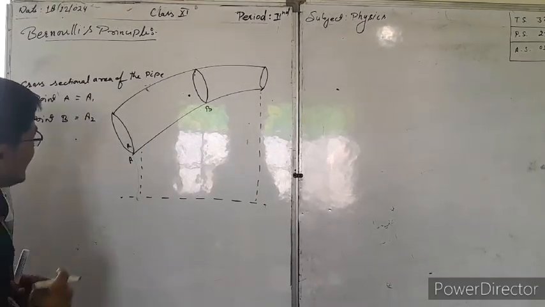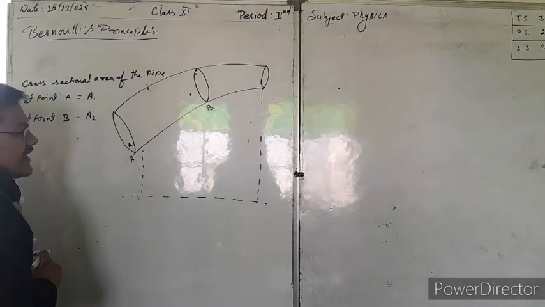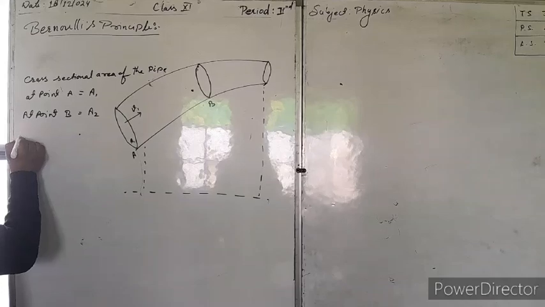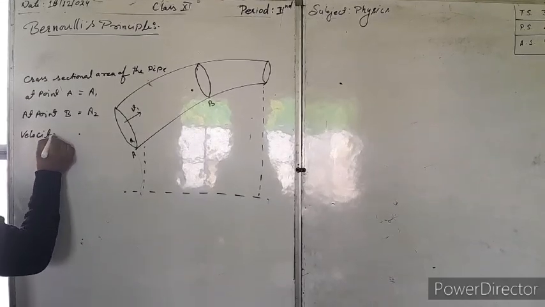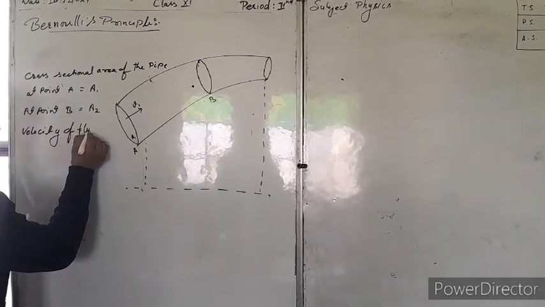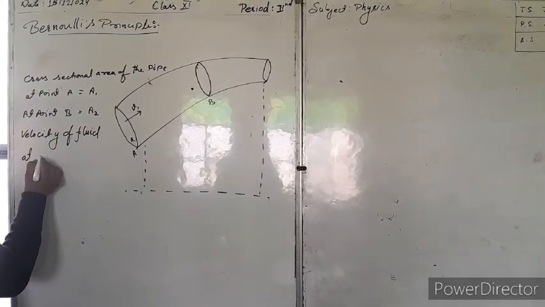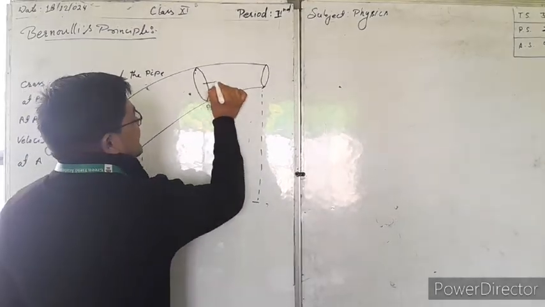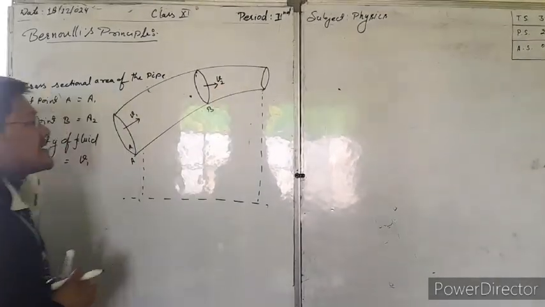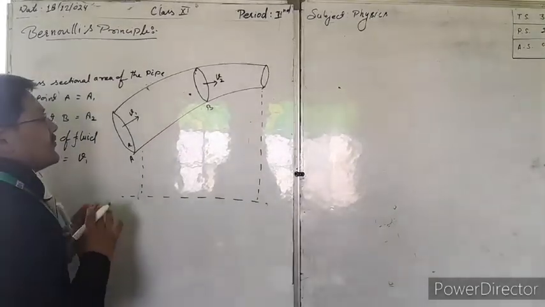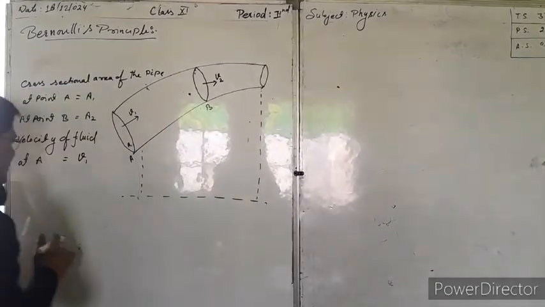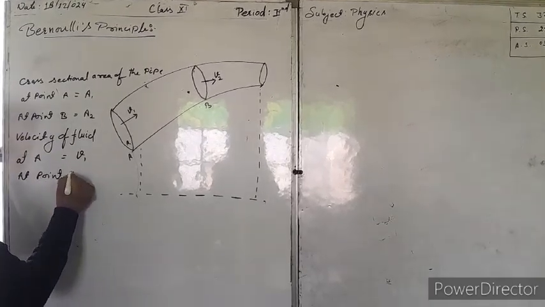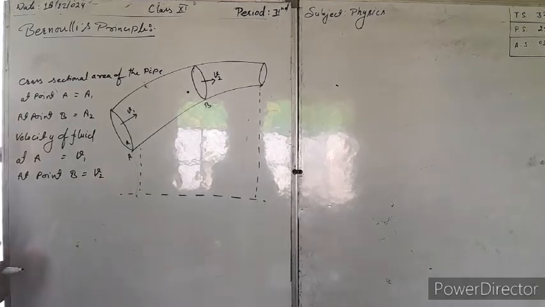Is that clear? Let's suppose the velocity of the fluid at point A is V1, and at point B it is V2. The direction of the flow of the fluid is in the upward direction. Is that clear?